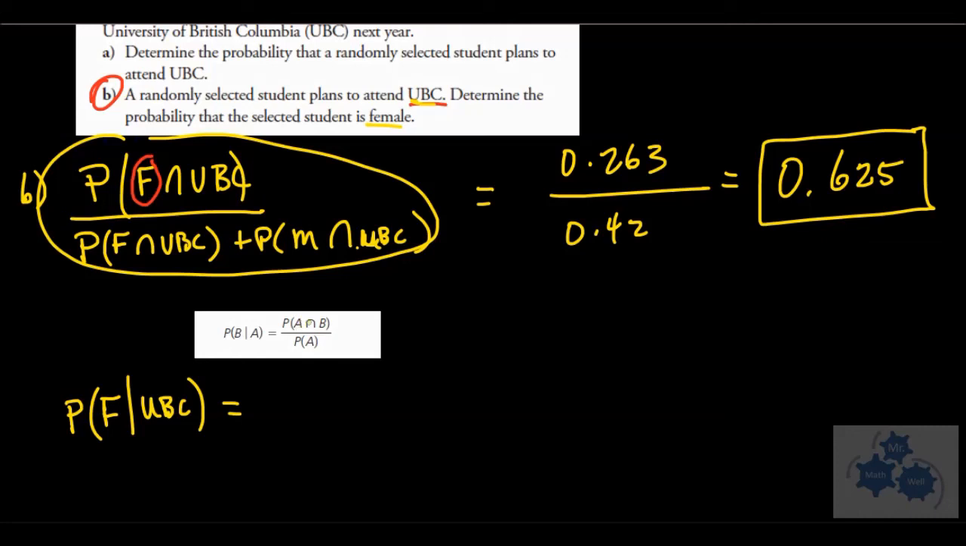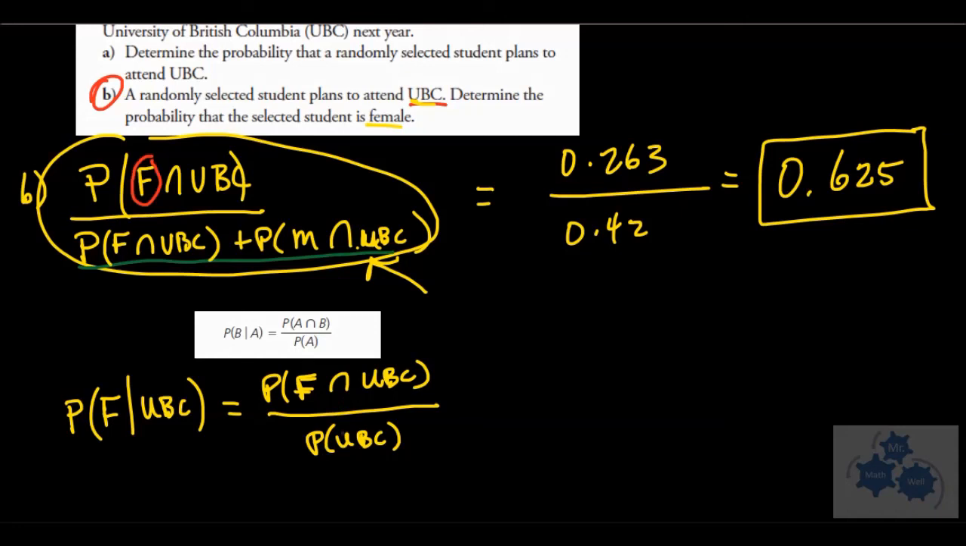This right here, the probability of A and B, that's the probability of a female that is going to UBC, F and UBC, divided by the probability of all students going to UBC. So the probability that a student we run into is going to UBC. And that's what we did in A. And this is how we found it in A, right here, you see? So it's not that earth-shattering. This is exactly what we did. And we just did this, 0.263 over 0.42 to give us this number.